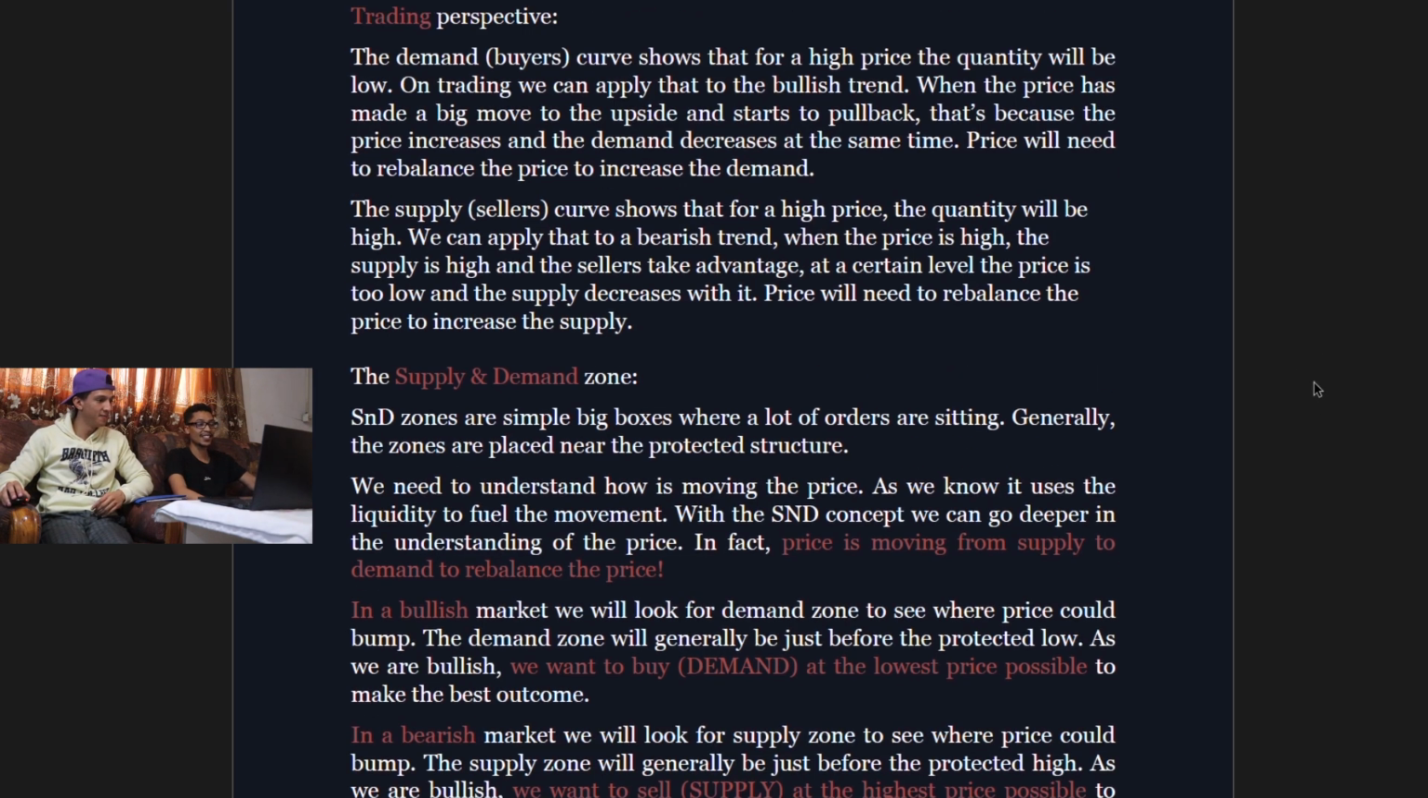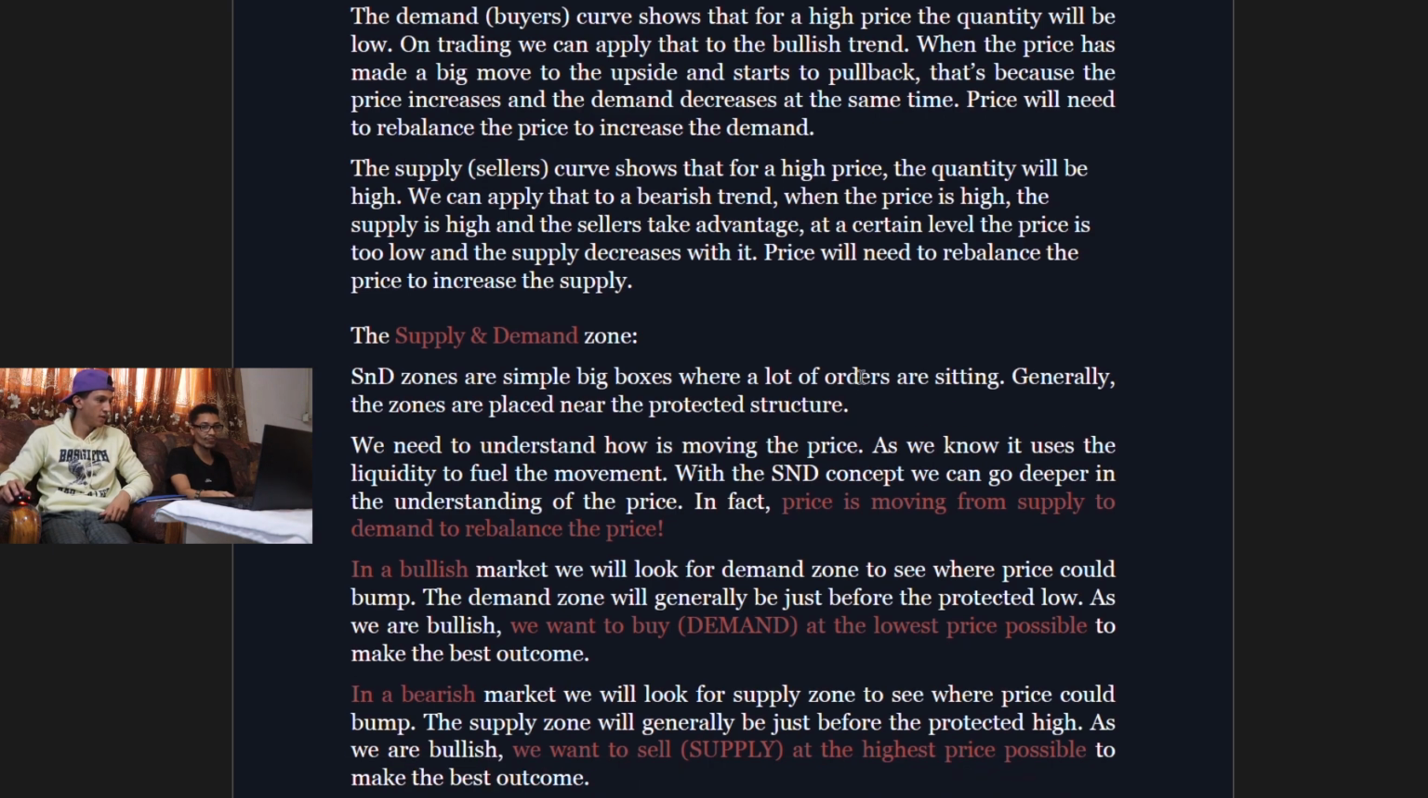Yes, it is, definitely. So the supply and demand zone. S&D zones are simply big moves where a lot of orders are sitting. So that is also more of a liquidity, since liquidity also fits into the spot. So generally the zones are placed near the protected structures, yes. So we need to understand how the price is moving.